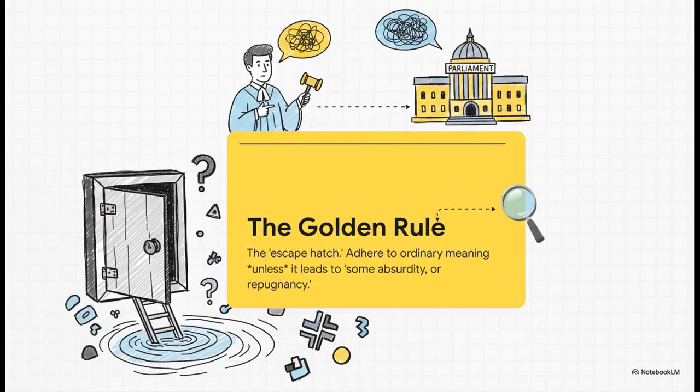Right, but what happens when the result isn't just a bad idea, but it's genuinely, laughably absurd? Well, that's what the golden rule is for. You can think of it as the escape hatch. It gives a judge permission to tweak the ordinary meaning of the words just enough to avoid a result that makes absolutely no sense, something the lawmakers could never have possibly wanted.